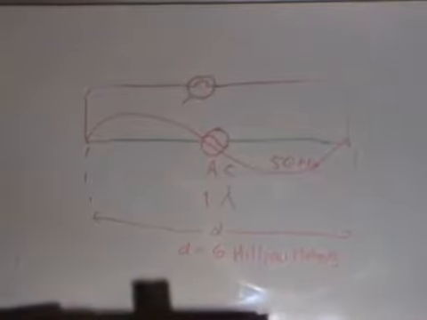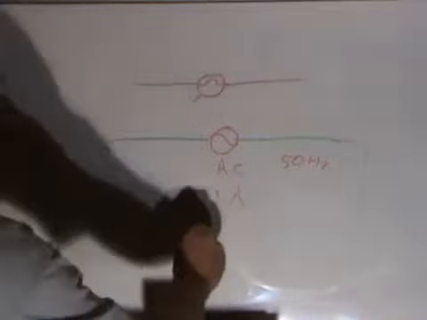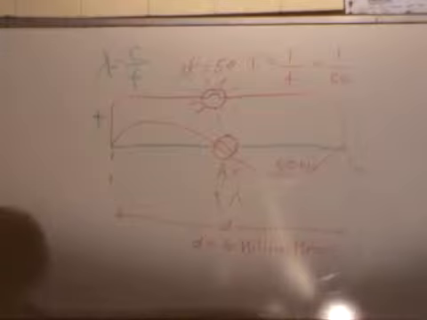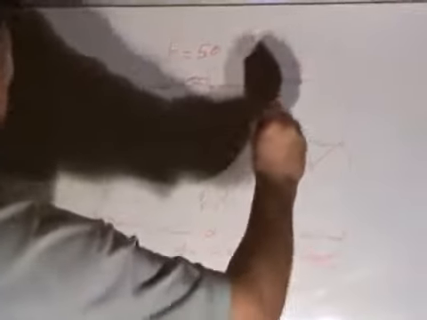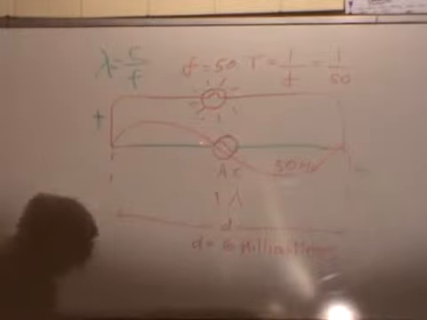So if this line represented a distance of 6 million meters, one full wave will span the length and alternate between positive and negative 50 times a second. Therefore, T equals 1 on F. This wave pushes forward, creating a continuous current, so it behaves very much like our DC current, in that each time one side of the generator produces a wave that is positive, the other side of the generator will be negative.